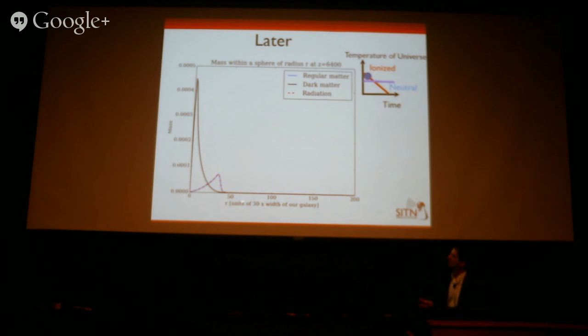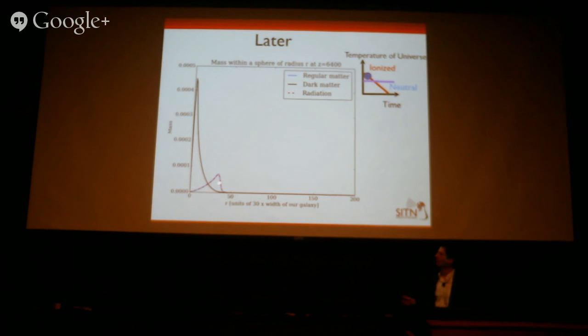Meanwhile, something really interesting is going on over here. You see this blue and this red, the regular matter and the radiation are locked together, and they're moving outwards in this lump. So why is that going on? Well, the universe is ionized. That means that the regular matter is interacting very strongly with the light. And that means that whatever the light does, the regular matter has to follow. So that's why they're locked together.